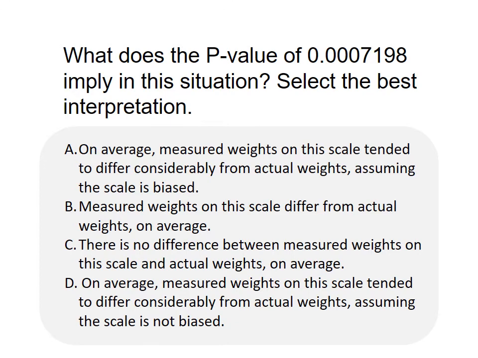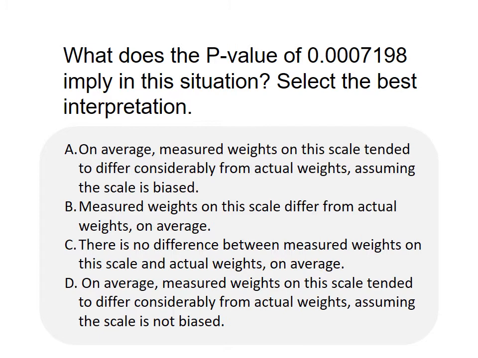So a question, and feel free to pause the video and think about this for a little bit on your own first. What does that p-value of 0.0007198 actually mean? Of these, which is the best interpretation? So pause it and think about it. Think about what a p-value is measuring. It's the probability of observing results at least as extreme as the results that you observed under the assumption that your null hypothesis is true.